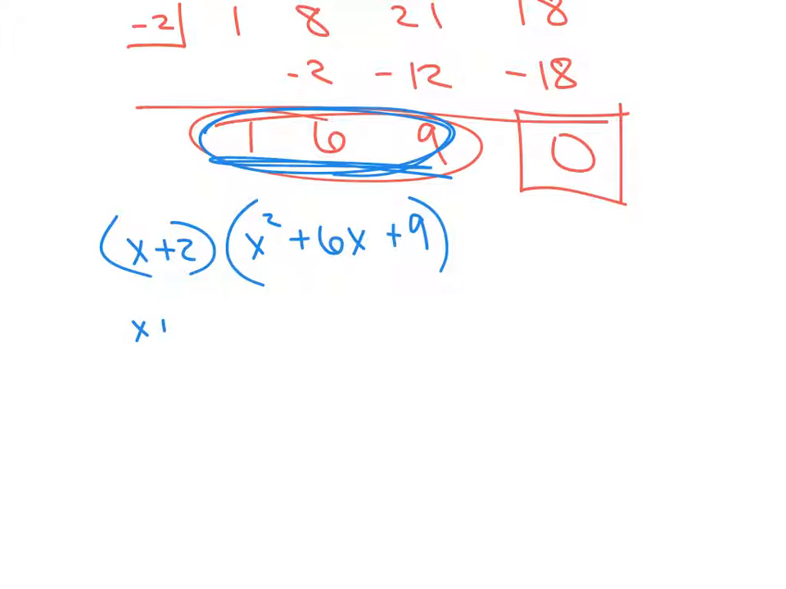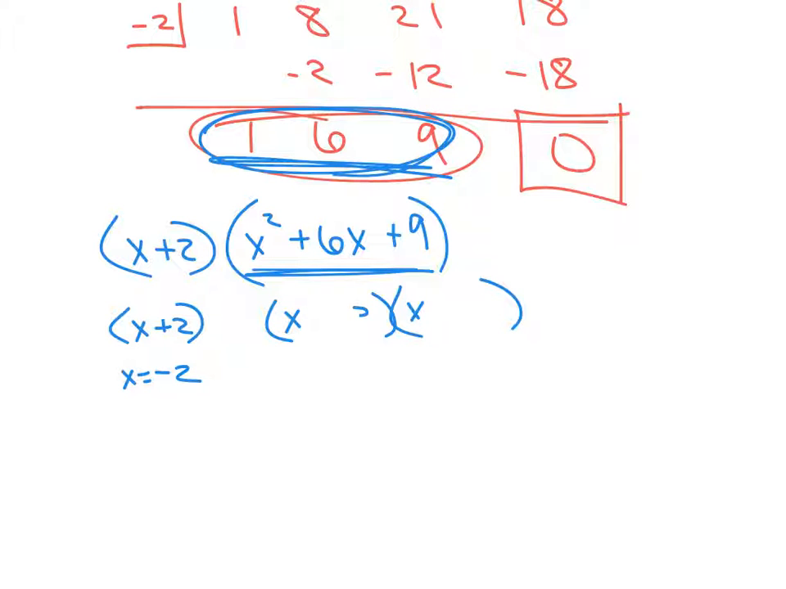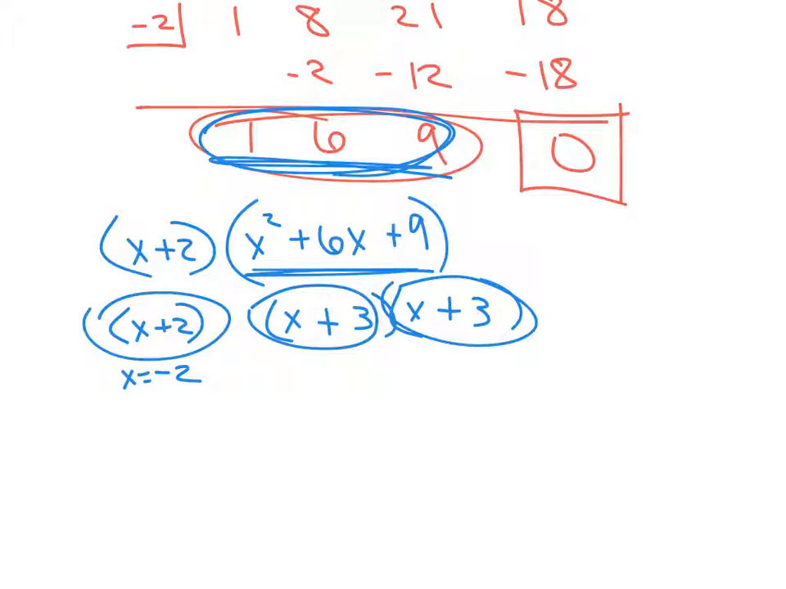So I'm going to leave my x plus 2 alone, which gives me an x value of -2, like they gave me at the very beginning. So let's go ahead and factor that. Three times 3 is 9. 3 plus 3 is 6. Okay, so this times this times this gives me my original problem again. Okay, so if x equals -2, x equals -3 here, and x equals -3 here.